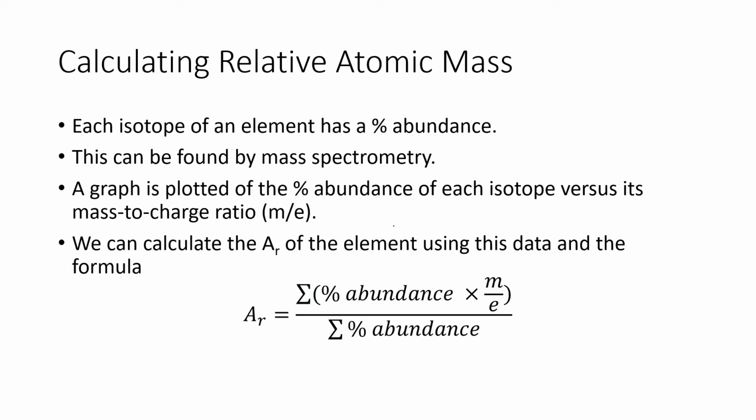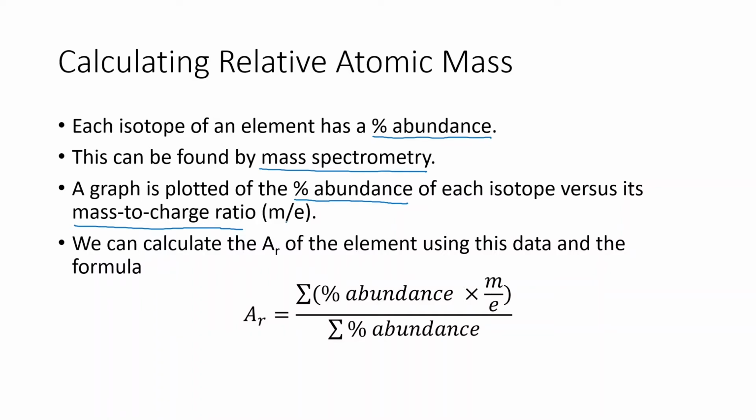What we do is we find the percentage abundance of each isotope. And this is done using an analytical technique known as mass spectrometry, right? So mass spectrometry is going to give you the percentage abundance of each isotope of an element. It's going to give you a graph of percentage abundance of each isotope versus the mass to charge ratio.